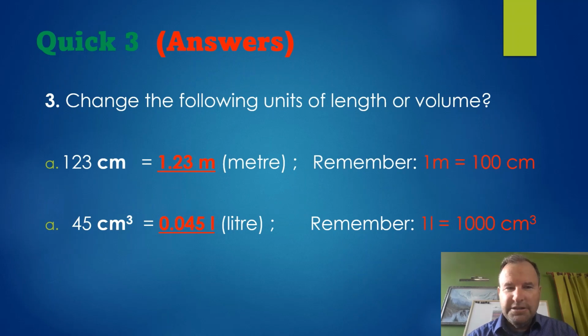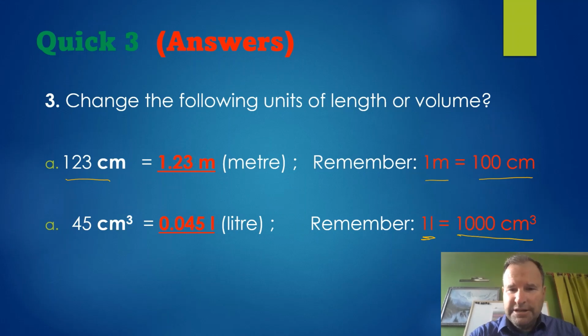Okay, the answers to the final quick 3. Change 123 centimeters into meters. Remember the rule, 1 meter is 100 centimeters. So you divide that by 100, and you get 1.23 meters. The next one, 45 centimeters cubed into liters. Remember your common conversion unit, 1 liter is 1,000 centimeters cubed, so you divide 45 by 1,000 and you get 0.045 liters. Well done if you got those correct. Good job indeed.